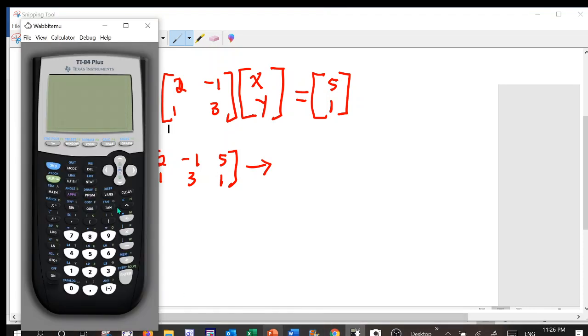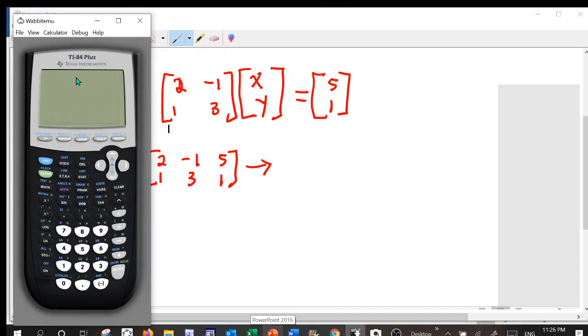and then convert it to RREF. Let's do it with a calculator. Let's create a matrix, and the matrix has to be 2 by 3, two rows and three columns. So what are they supposed to be? It's supposed to be 2, -1, 5, 1, 3, and 1.